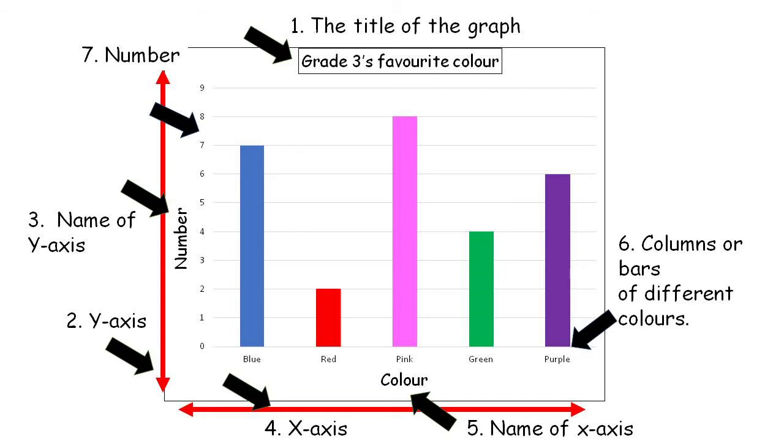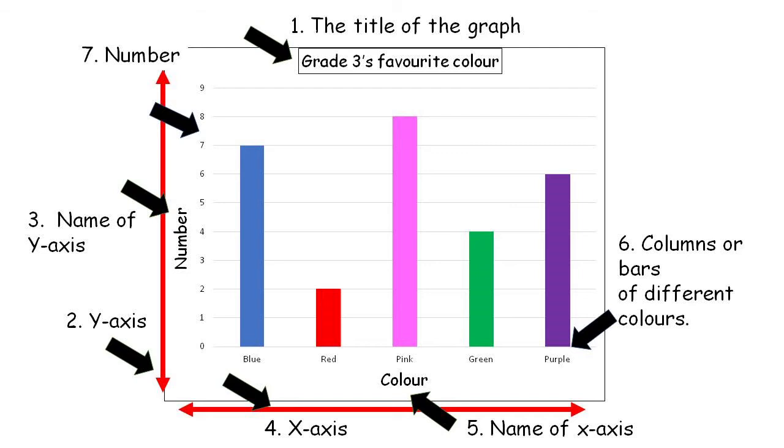Then, number 3, we need to name that axis. We need to give the y-axis a heading. And this one is also called number. You will see that it starts at 0, because otherwise if it starts at 1, we miss counting that one. So we go from 0 to 1, that's one jump, and so on and so forth.